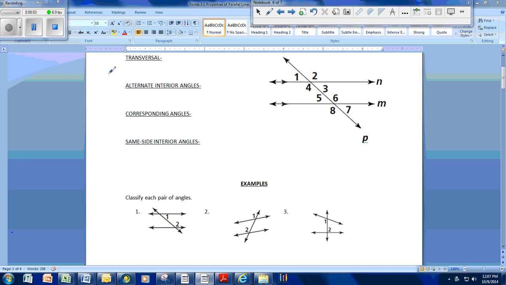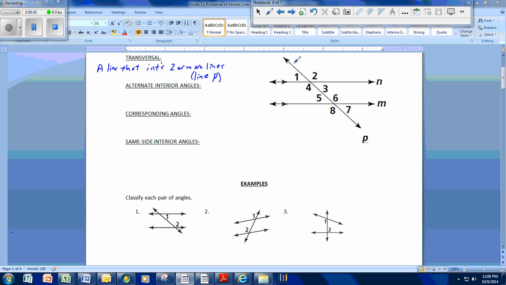Today's lesson we're going to talk about special angle pairs that are created by parallel lines. First term we need to discuss is called a transversal. A transversal is a line that intersects two or more lines. In this example here, line P would be the transversal because it intersects, in this case, line N and M. Alright?